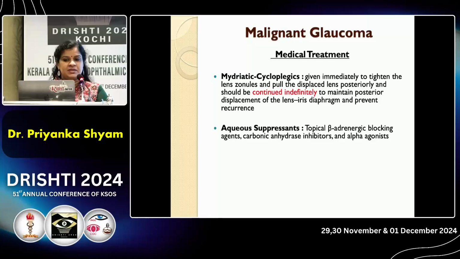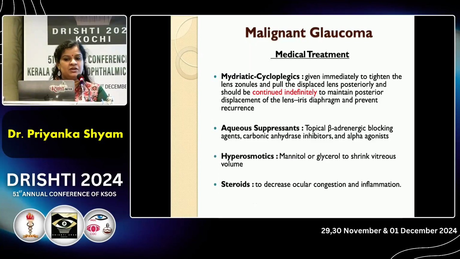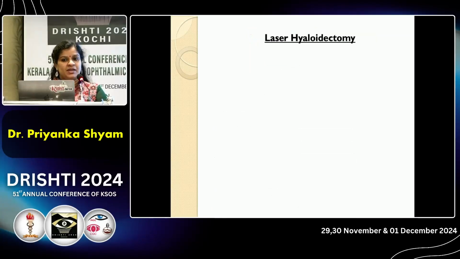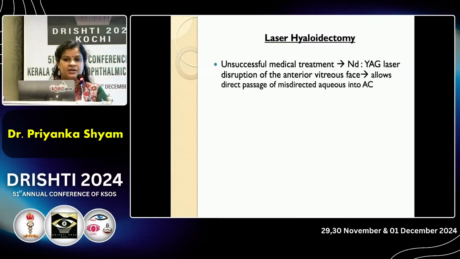Then, aqueous suppressants and hyperosmotics should be given to shrink the vitreous volume. Steroids should be given to decrease ocular congestion and inflammation. Then if this medical treatment fails, you can go on to laser hyaloidotomy.